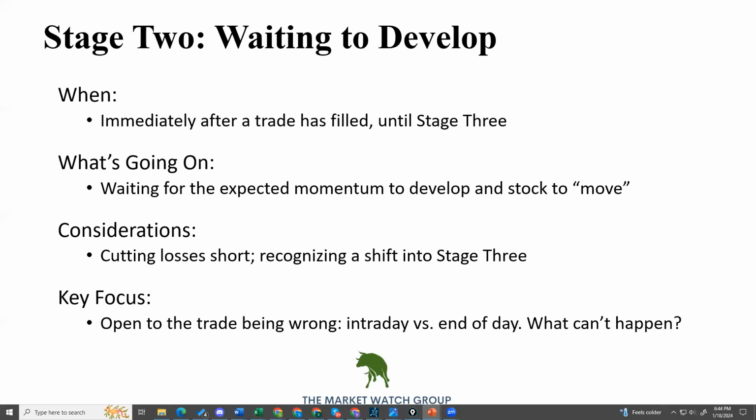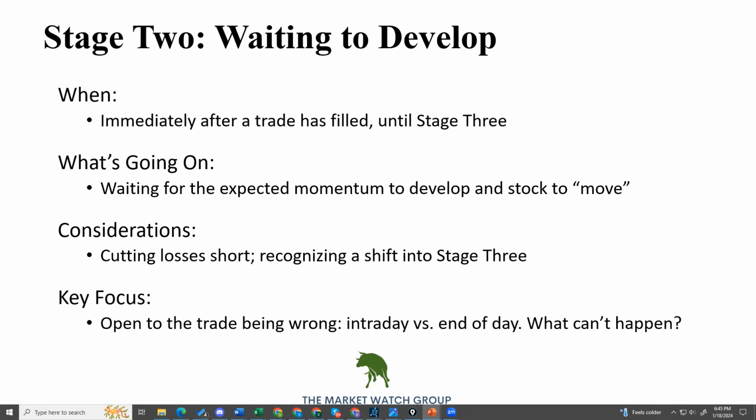Now we are in stage 2, waiting for the trade to develop. Meaning what? Meaning, yeah, I get it. You want to pull the trigger and be like, all right, giddy up. Let's watch this thing go make us some money. But a lot of times it might go right back against you. And you're like, ugh. Right? So immediately after the trade has filled, until you say, you know what, this thing has kicked into gear and it's now in the momentum stage, you're waiting for it to develop.